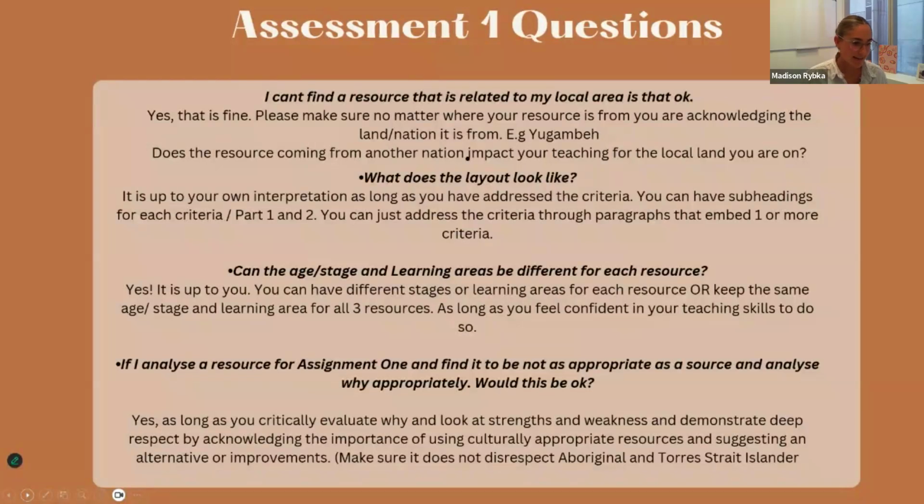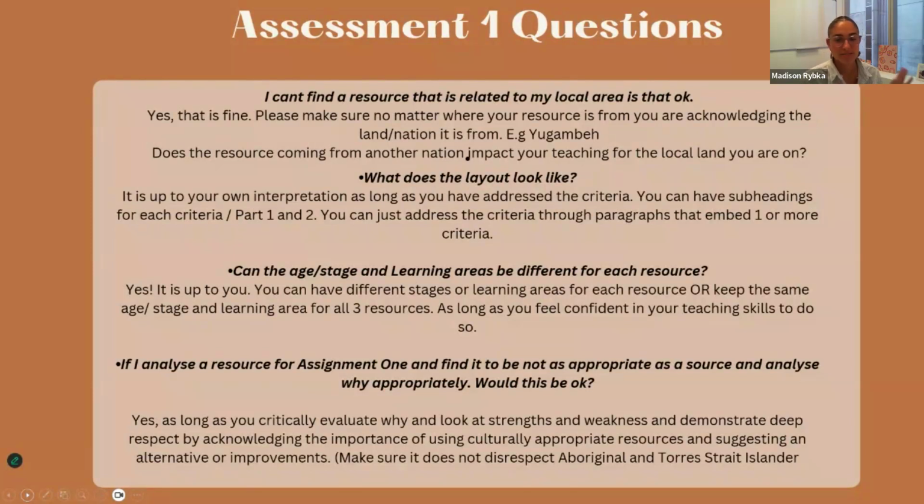So questions that I have had: I can't find a resource. Does it have to be related to my local area? It doesn't have to be, so it's fine if you choose from somewhere else, but please make sure you're acknowledging where it comes from and why it might not be directly related to your land. What does your layout look like? It can be any way you want, any way you interpret it. Can the age and stage learning areas be different? Yes, it can. It's up to you.